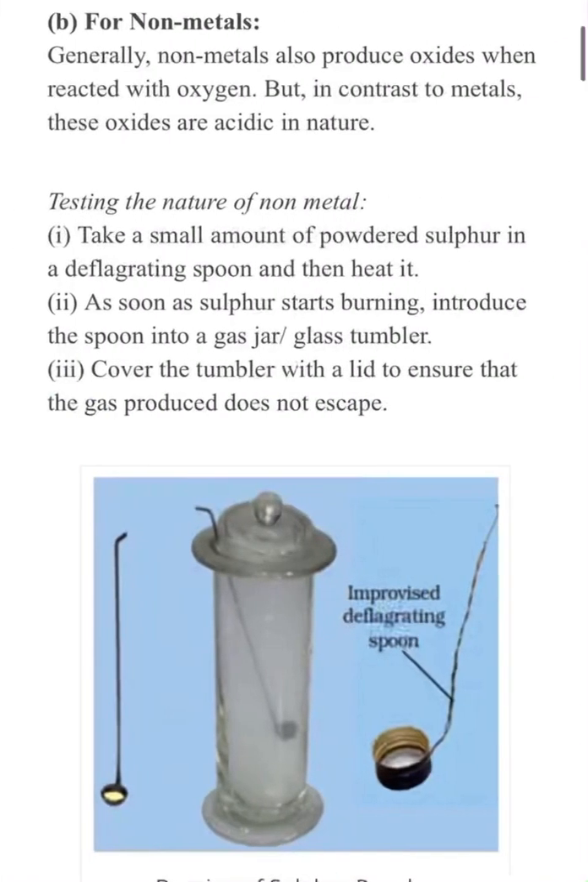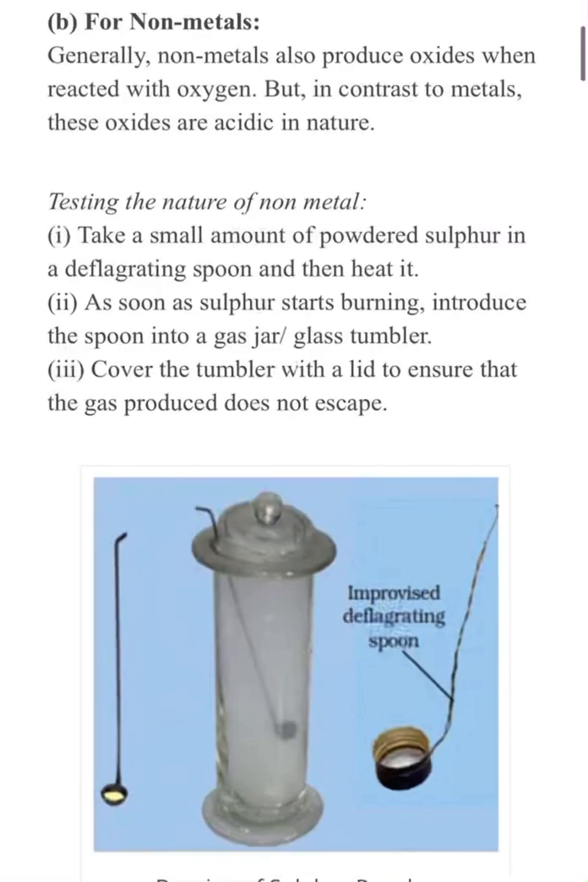Next is about the non-metals. Generally, non-metals also produce oxides when reacted with oxygen, but their oxides are acidic in nature, whereas metallic oxides are basic in nature. We will also learn about amphoteric oxides later on. Now, testing the nature of a non-metal. We have taken a non-metal here, which is sulfur. I will share the videos of these activities also.